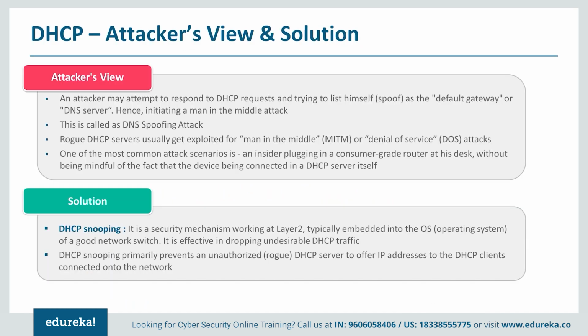So what does an attacker look for from a DHCP point of view? An attacker can also spoof into the network. Once he gets access to the default gateway, he can obviously spoof any traffic coming in and going forward. He can carry out a man-in-the-middle attack or a denial of service.